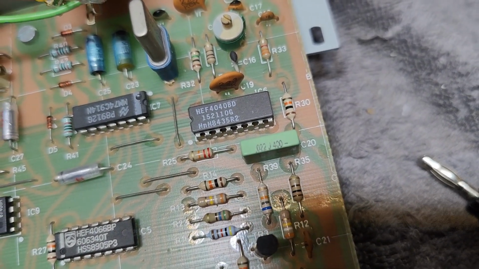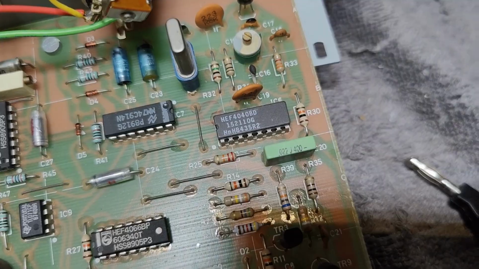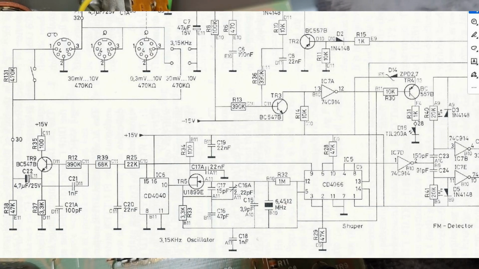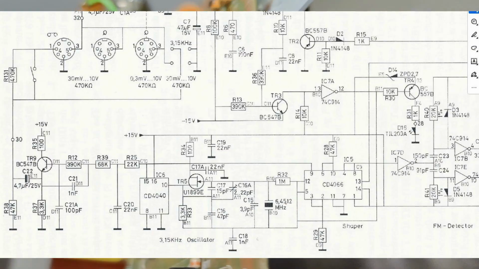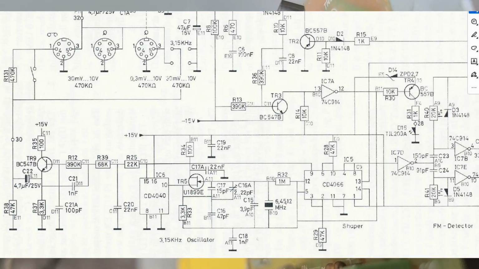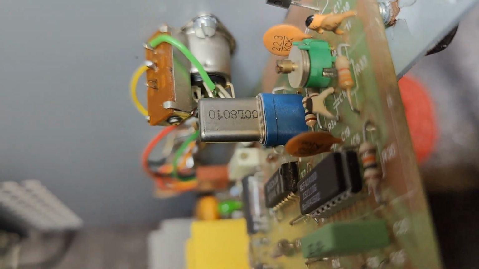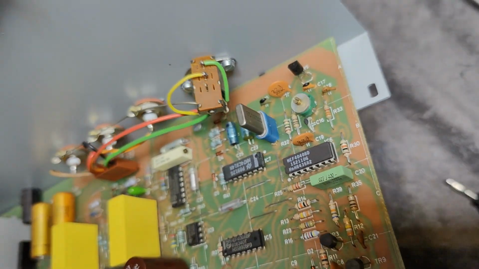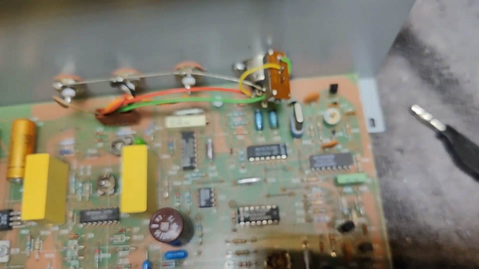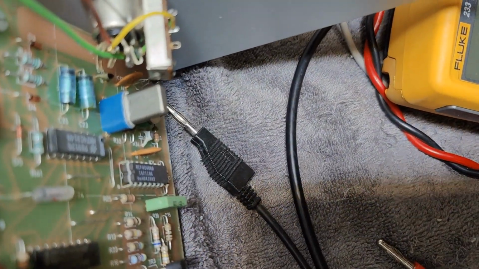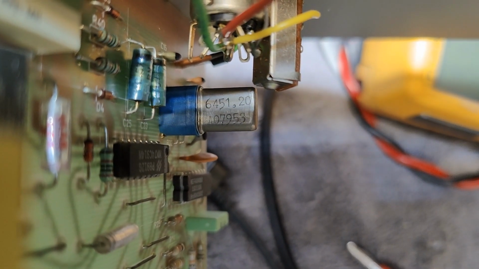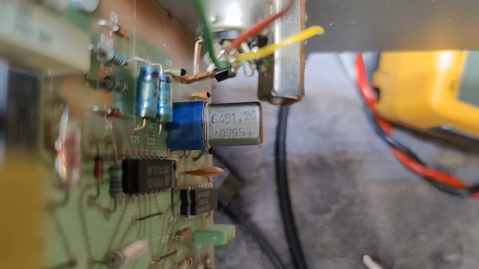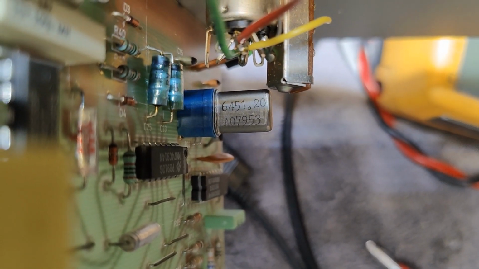the 4040, that will divide the crystal frequency down. Maybe we can see what is the frequency here. I don't understand exactly that. Yada yada rubbish, but it's definitely that way it works. Okay, here we go. So it's 6451.2 or some stuff.